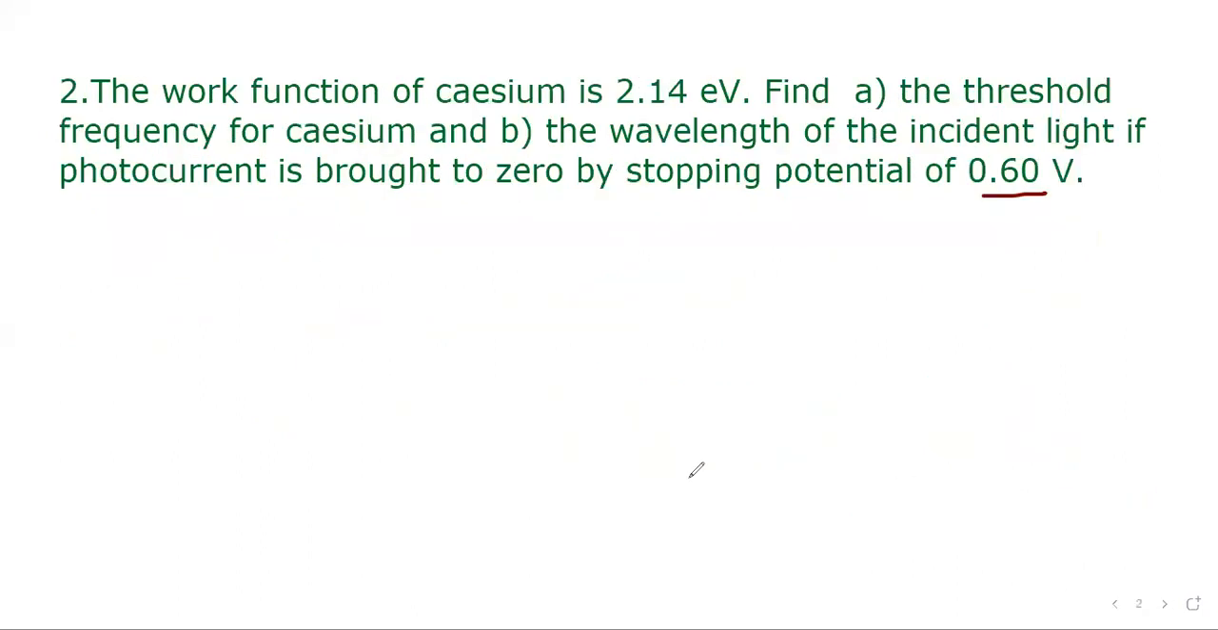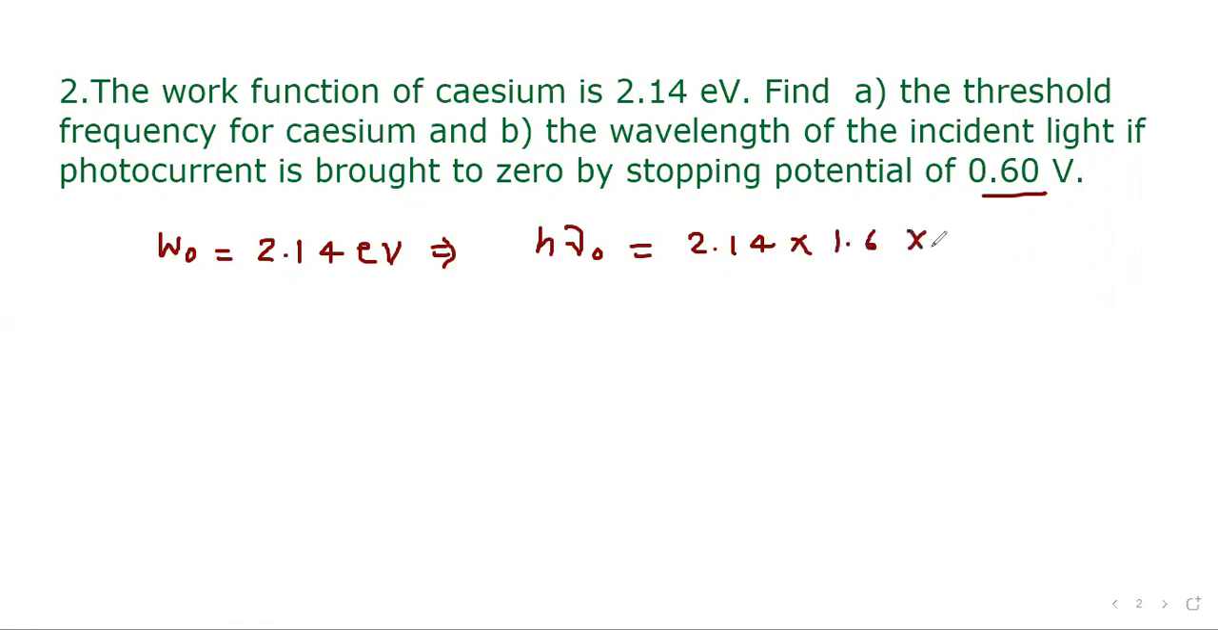Now let's go to the next question. The work function of caesium is 2.14 electron volt. What is the threshold frequency, and what is the wavelength if the stopping potential is 0.6 volt? So here work function W0 is 2.14 electron volt. That is hν0, which is the work function, and 2.14 × 1.6 × 10^-19.